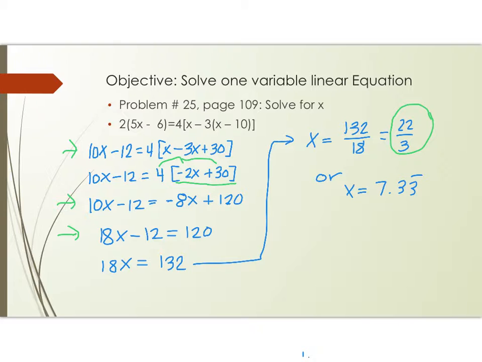Notice in this case we used the distributive property a lot. We also used combining like terms, and we used the principle of equality, which is whatever we do to one side of the equation we must do to the other side of the equation.